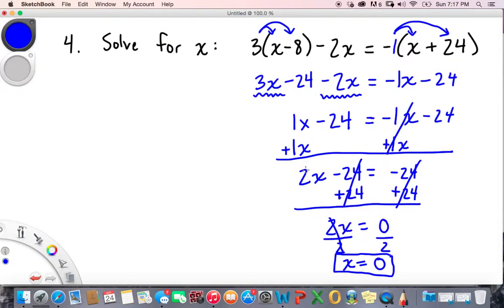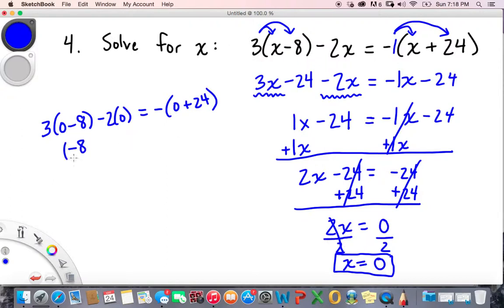I can plug this back in to check my work. I could simply say, okay, 3 times (0 minus 8), and then subtract 2 times 0, equals negative (0 plus 24). Again, I just replaced the x's here with 0 now that I know what it is. And this is just checking my answer.